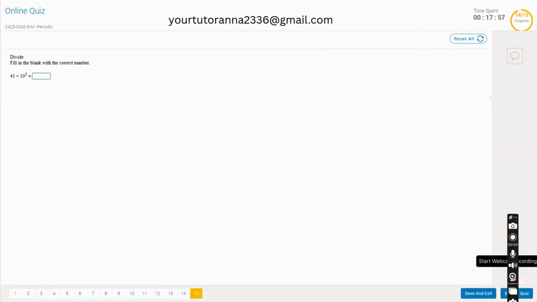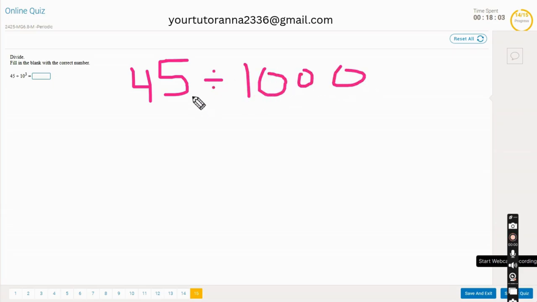The last question for this section, 45 divided by 10 to the power of 3. You can just write 1, 0, 0, 0. The decimal point is always outside the whole number. Take it inside: 1, 2, 3. So the decimal is going to be here, and you're going to add another 0 here. So 0.045.